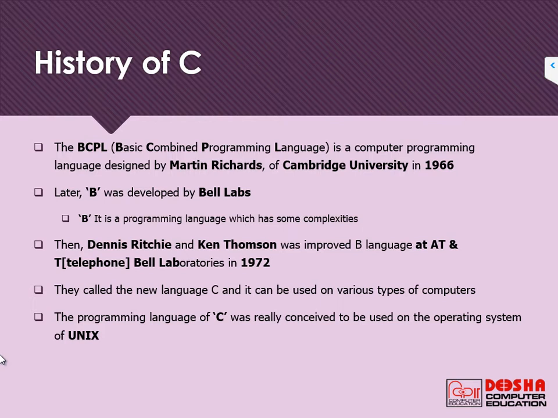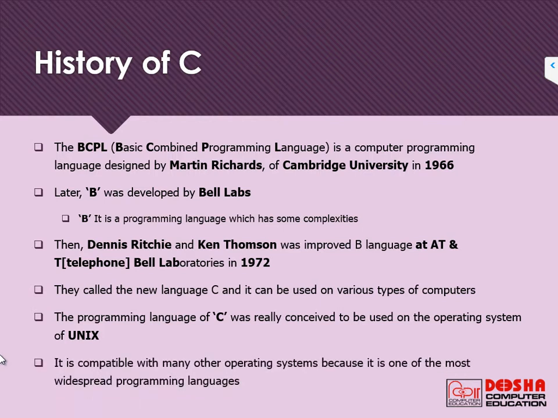Initially, C was only used for writing applications to run on the Unix operating system, but right now on Windows, Mac OS, Linux, different formats, different platforms, we use the C language to write application programs. Nowadays it is compatible with many other operating systems because it is one of the most widespread programming languages. It is a well-known, favorite programming language. The most successful type of programming language was the C language.